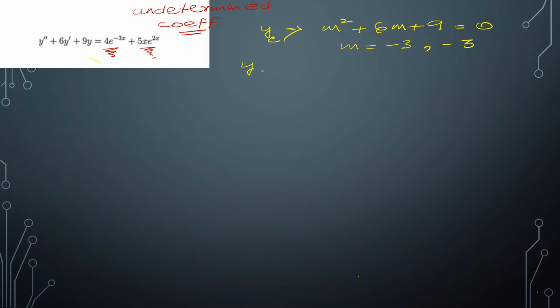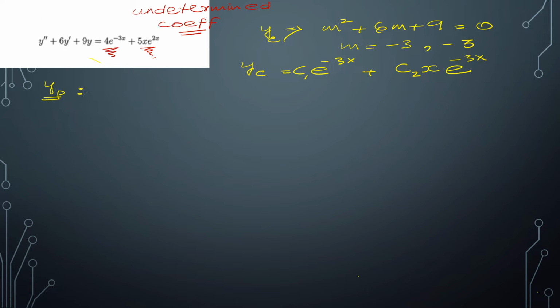So now y complement will be written as c1 e to the power of the first -3x, that means m1x, and the other one will be written as c2 e to the power of -3x. Since the second root is also -3, to differentiate both the terms, we will write an x here.